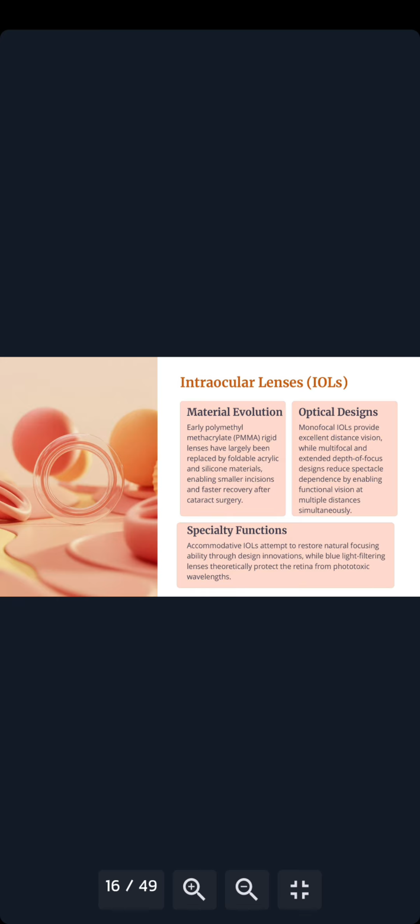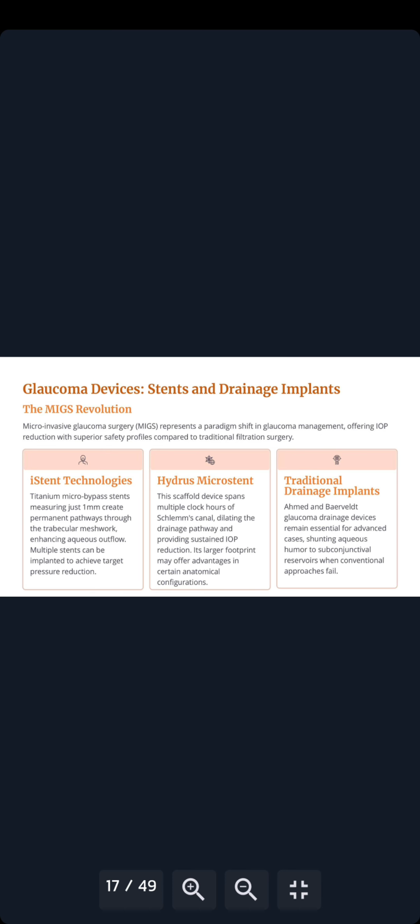You have to remember, we also have specialty functions. For example, you have some intraocular lenses to help natural focusing ability with a design that is an innovative one actually. You have some lenses for blue light filtering. They don't let blue light go in, to protect the retina from phototoxic particles of the radiation.